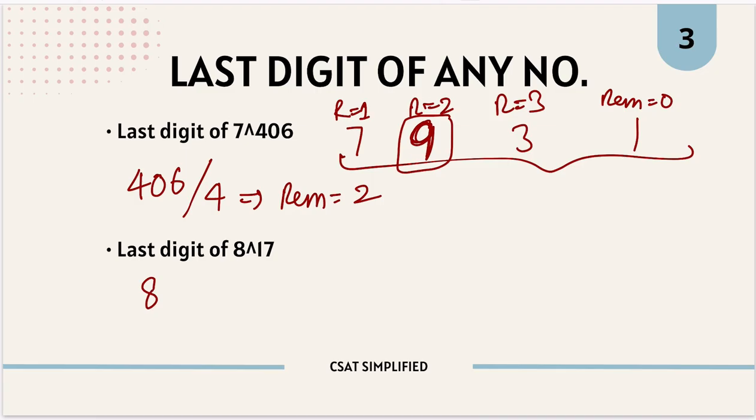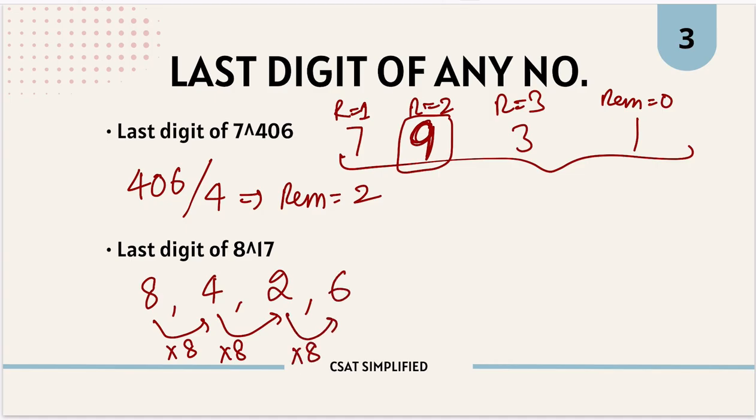So 8. Now what is my 8? 8 times 8 is 64. So I am left with 4. Now 4 into 8, sorry, multiply it by 8. That is 32. So I am left with 2. Now multiply it by 8, 16. Multiply it by what? What is the next number? 8. 8 times 6 is 48. 4.